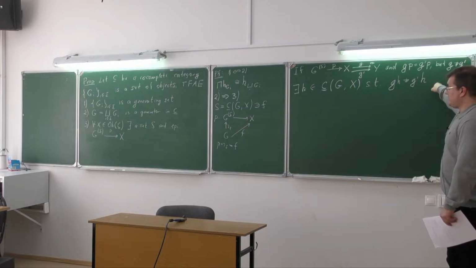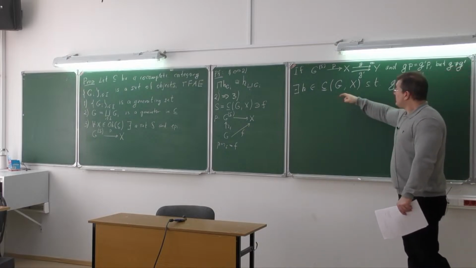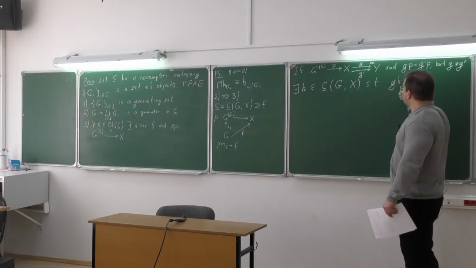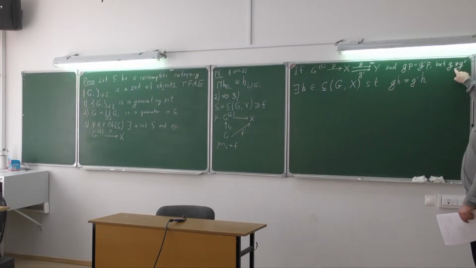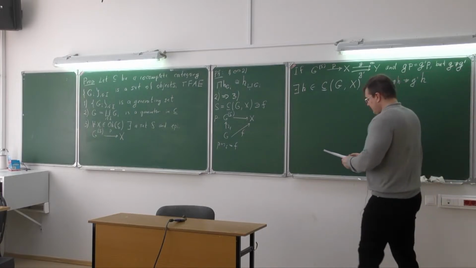Yeah, this is exactly the definition of a generator, right? For a generator, we're supposed to have a map from the generator to the X such that the compositions for two different maps, in this case G and G prime, these precompositions with H are different. So that's just the definition of a generator.